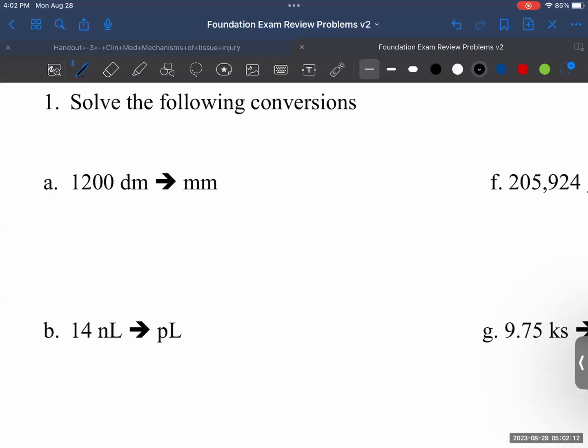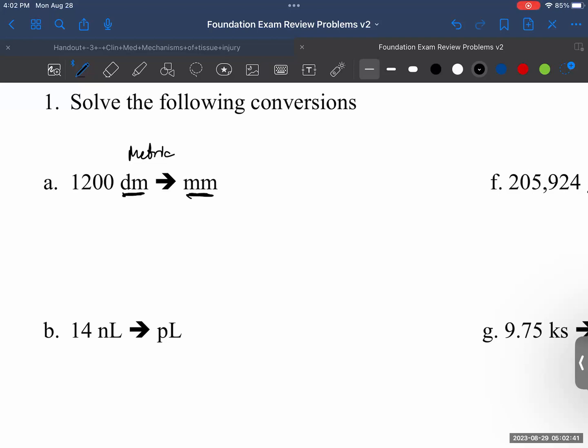Solve the following conversions. So 1200 decimeters to millimeters. This is a what type of conversion? What system are we using here? Metric system, which for some reason this country does not like. So we have one metric unit to another metric unit.